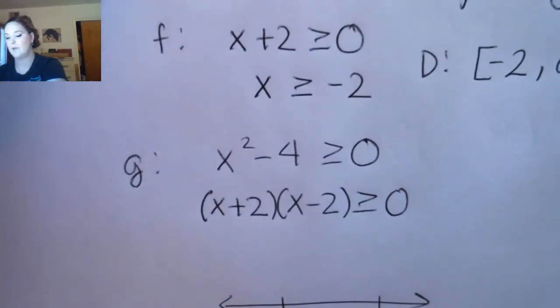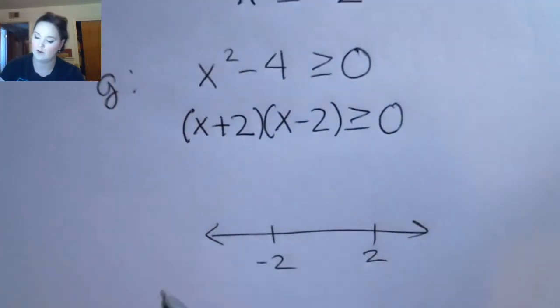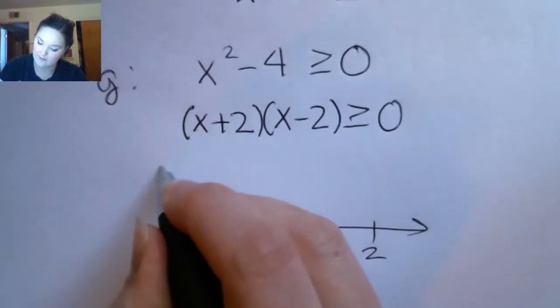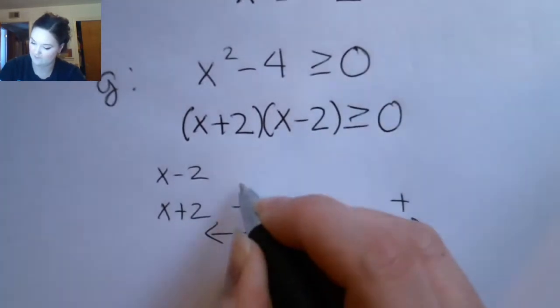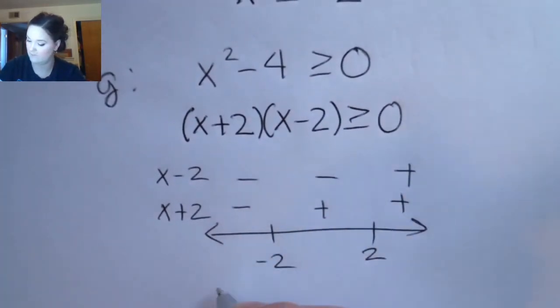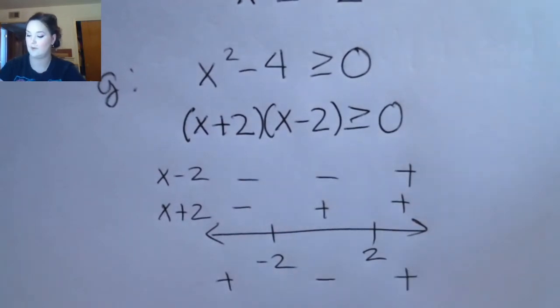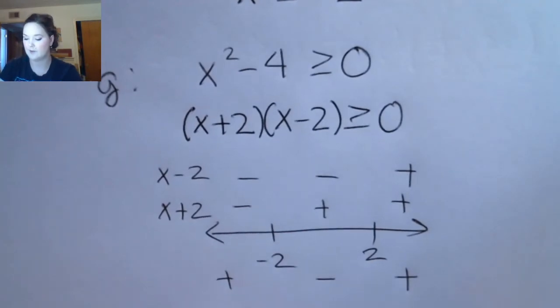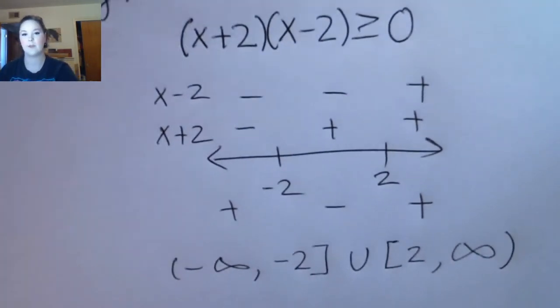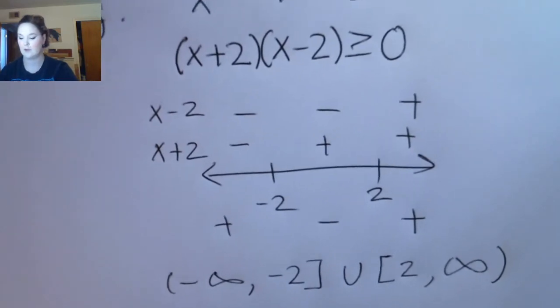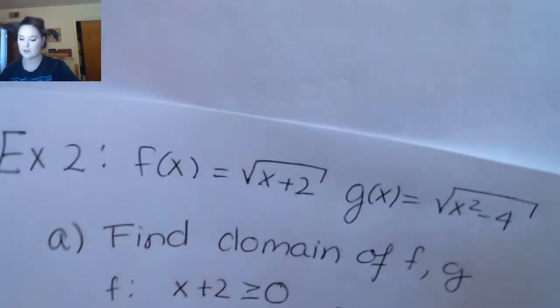So that would have -2 and +2, and then my two factors on the side. You want things greater than or equal to 0, so this is going to be negative infinity to -2, and 2 to infinity. All right, so let's look at part B.